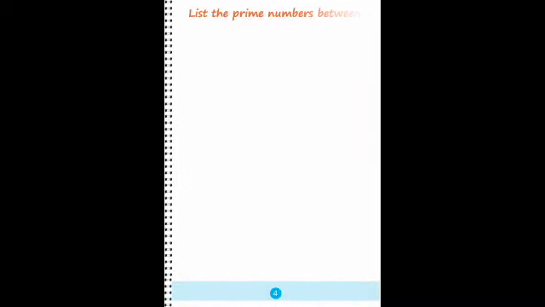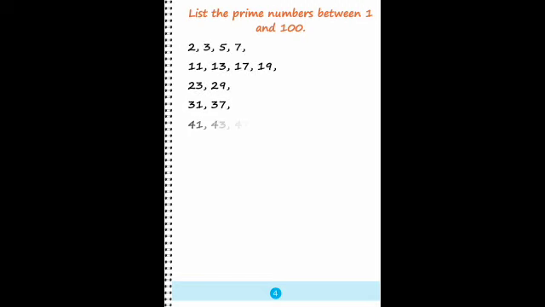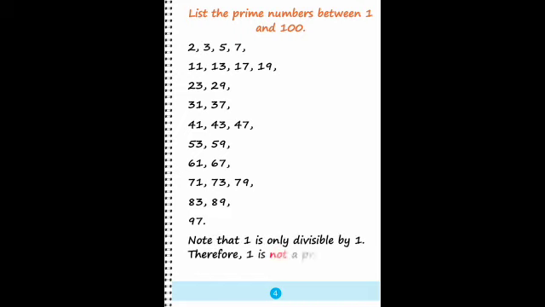List the prime numbers between 1 and 100: 2, 3, 5, 7, 11, 13, 17, 19, 23, 29, 31, 37, 41, 43, 47, 53, 59, 61, 67, 71, 73, 79, 83, 89, and 97. Note that 1 is only divisible by 1, therefore, 1 is not a prime number.